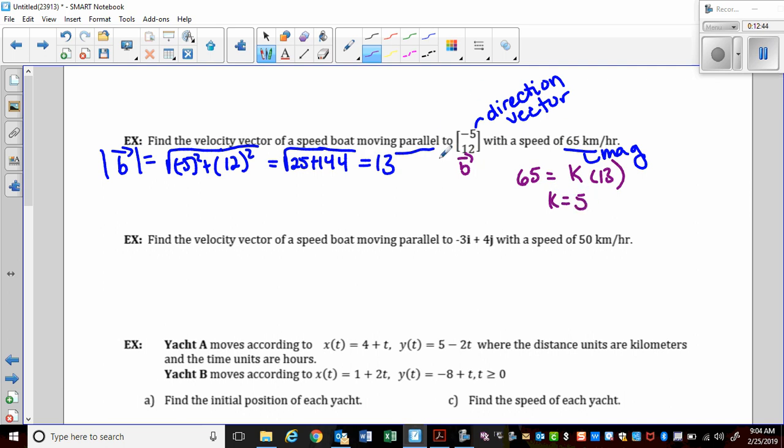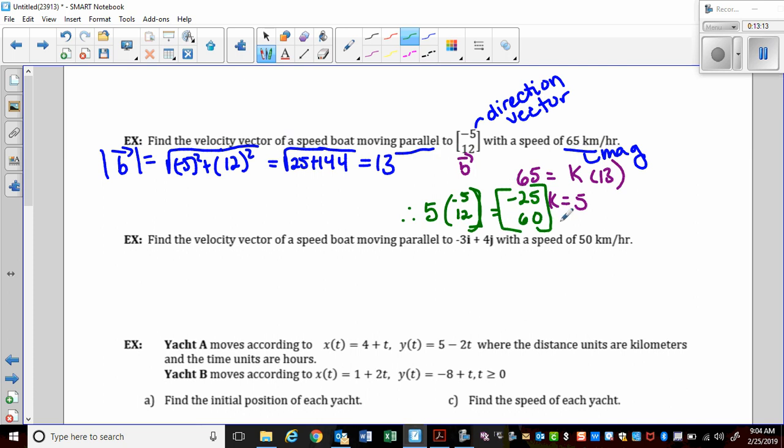I know that this is my directional vector. So what I'm going to do is say my velocity vector of the speedboat is going to be 5 times my directional vector, which is -5, 12. Which I think gives you -25 and 60. Check, make sure. This is my new vector.